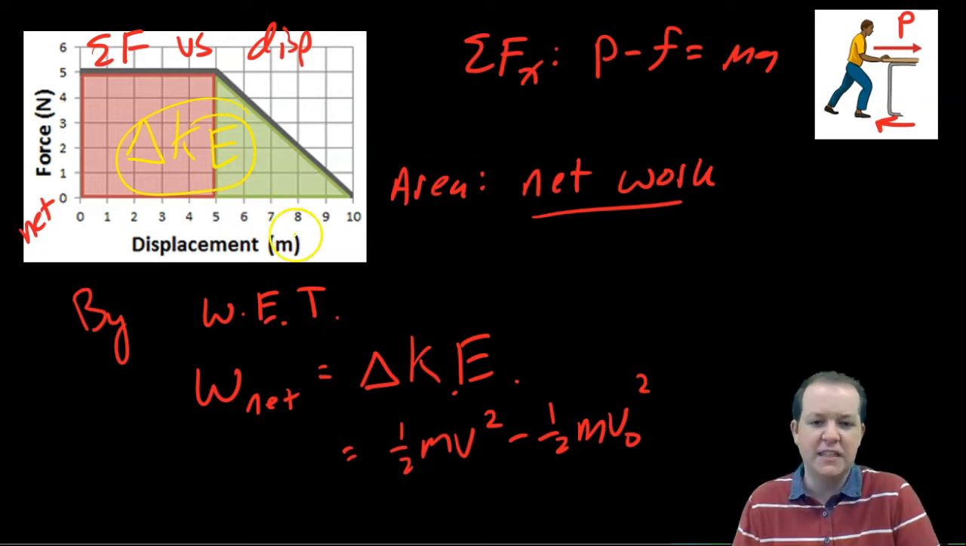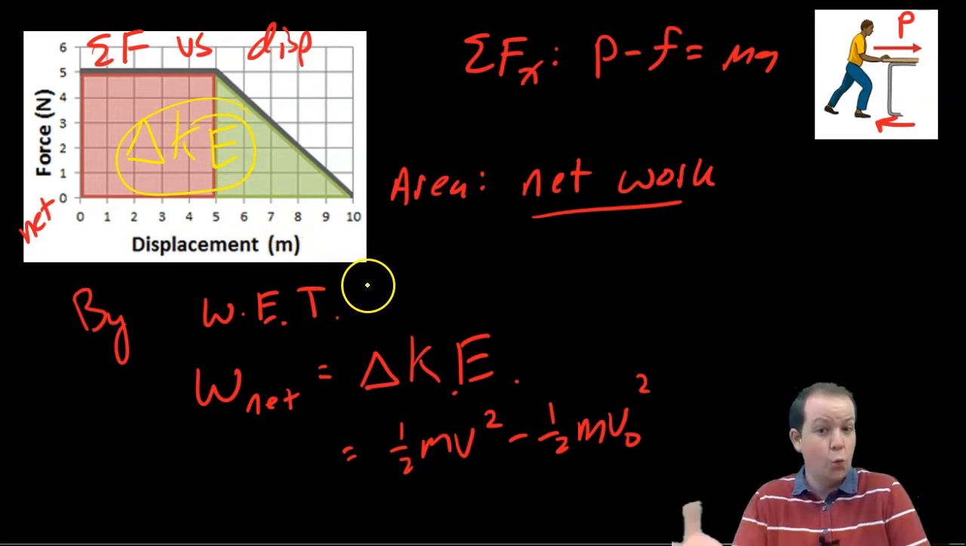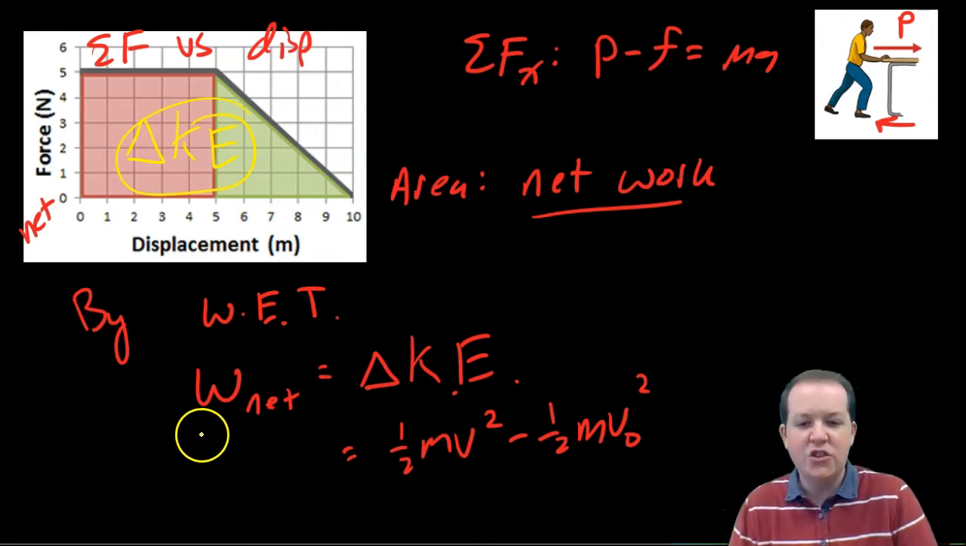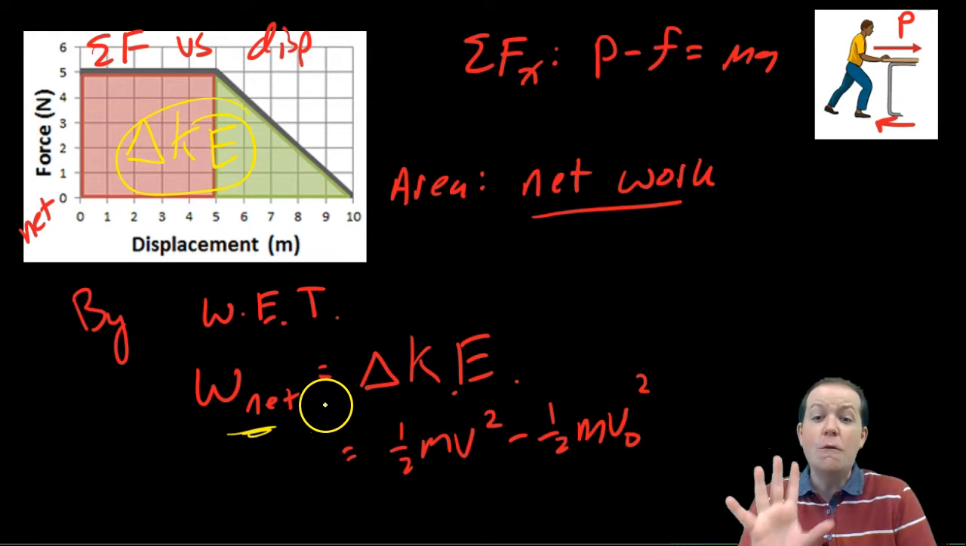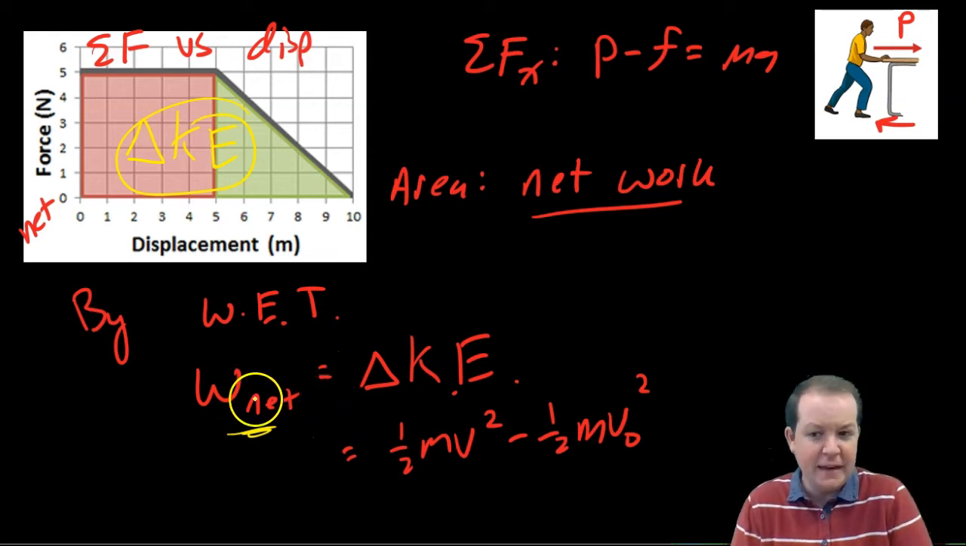So for a force versus displacement graph, the area under the curve is the work, or it's the change in kinetic energy if it's that net force versus displacement. That's the new physics for this video. That was 7.5 minutes, not too bad.